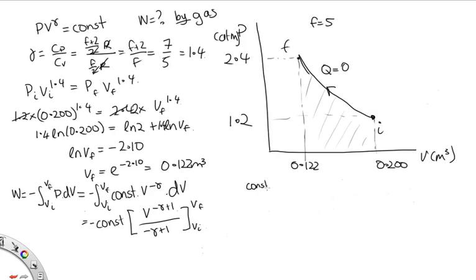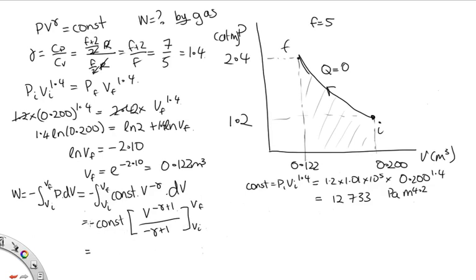So the constant is equal to Pi Vi to the 1.4. Pi is 1.2 times 1.01 times 10 to the 5. Vi is 0.200, and that's to the power of 1.4. Solving that on the calculator, we end up with 12,733. If you want to include units, then it'll be pascals and meters cubed to the 1.4, so meters to the 4.2. Okay, so now let's substitute everything in here.